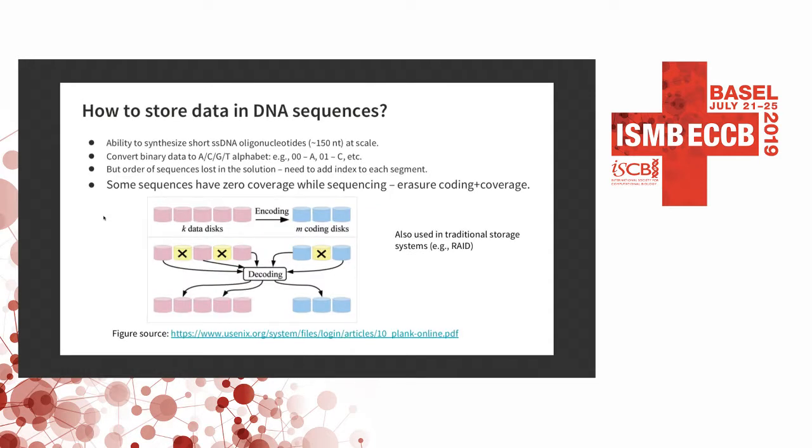Then again, when you read back the DNA, you don't expect to read back each and every sequence you put in the solution. Some of the sequences will have zero coverage just by the randomness. And therefore, you need some sort of error correction or erasure correction. And this is done all the time in traditional storage systems. In a traditional storage system, you have some K data disks, and you basically add some extra parity disks, which store some redundant data. And later on, let's say you lose 3 of the disks, you're still able to get back everything. So you can do basically the same thing for DNA storage.